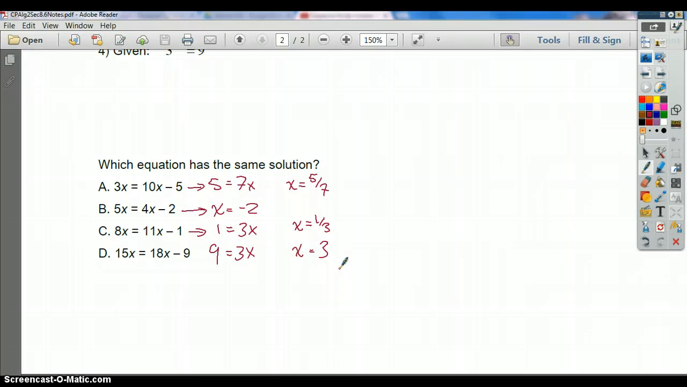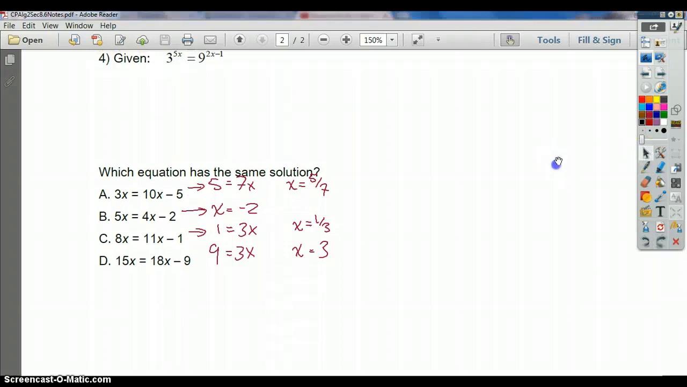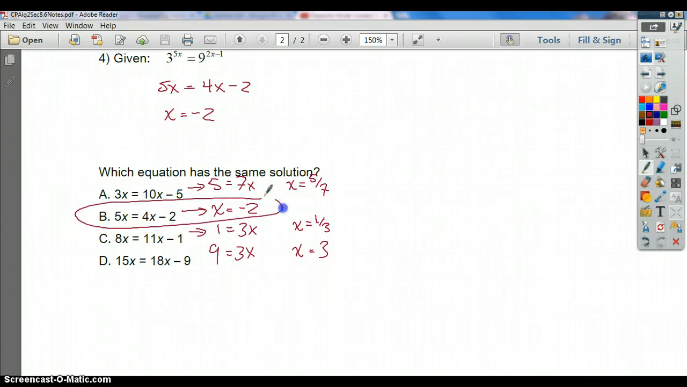So which equation has the same solution? I'm guessing the last problem we had there. I don't even remember what we had there. Remember this was 5x equals 4x minus 2. So this was x equals negative 2. So it was this guy that matched number 4. And that's the notes.